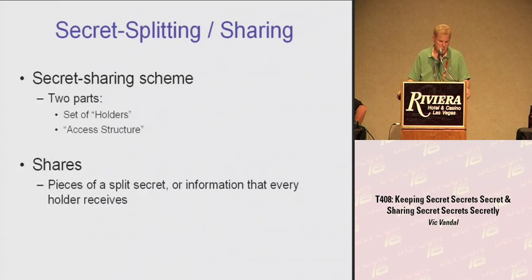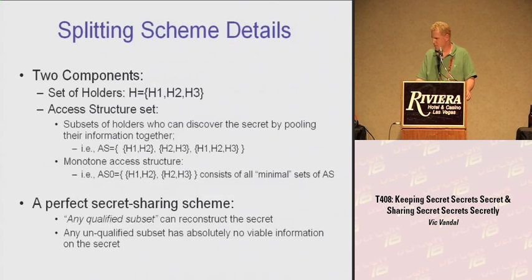A secret sharing scheme has two parts, a set of holders and an access structure. The access structure is the subset of holders who can recover the secret by pooling their information together. Shares are the pieces of a split secret that every holder holds. Two components.